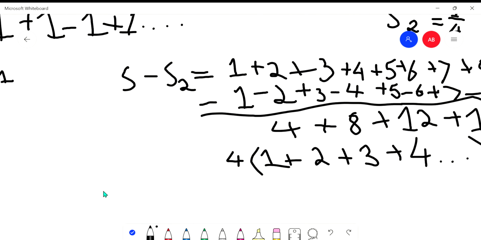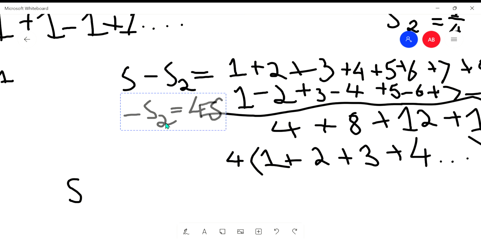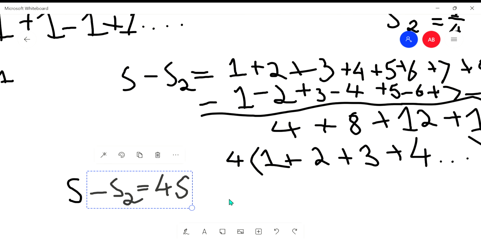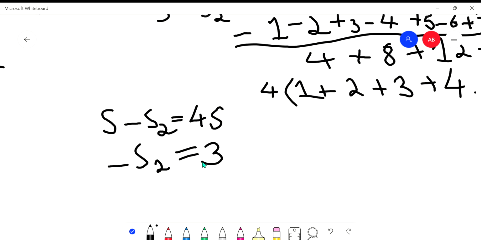So now we know that S minus S2 is equal to 4S. Now the grand finale. Oh, sorry. Grand finale time. We subtract both sides by S. You get minus S2 is equal to 3S.